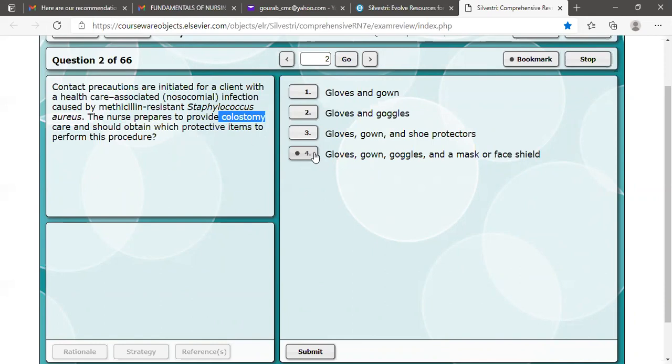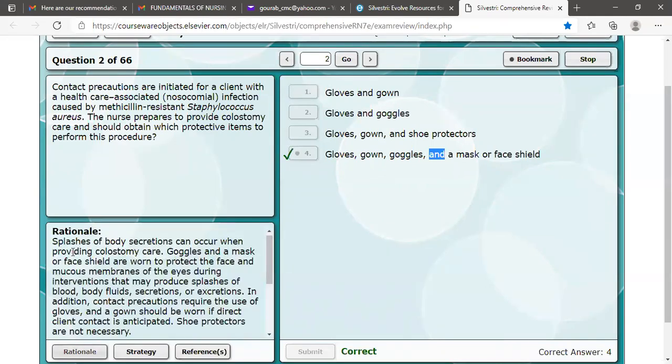And number 4, we choose it because more information is there. All of this is here, and so many things are joined by commas, and I told you also that sentences are joined by "and", right? There's some clue to answer this one as well. So what is their rationale? They say the flush of body secretion can occur when providing colostomy care.